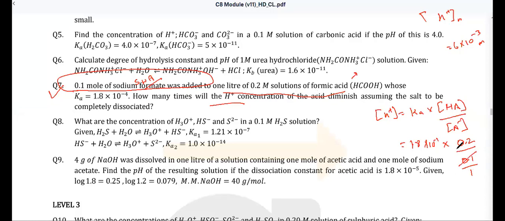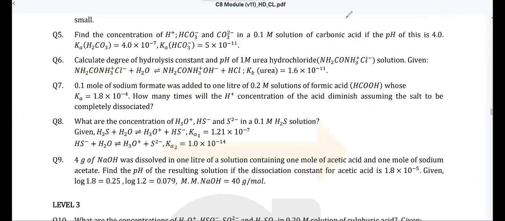So from here, if you calculate, this is equal to 3.6 into 10 power minus 4 molar. It is H plus final. So take the ratio, final divided by initial, and you will get the answer. Everyone got question number 7? Raise your hand. Okay, very good, everyone.